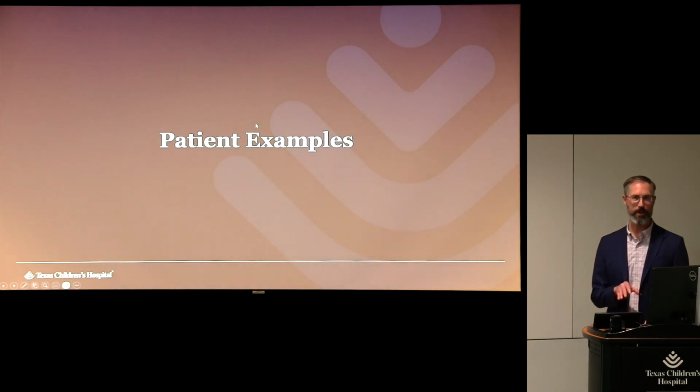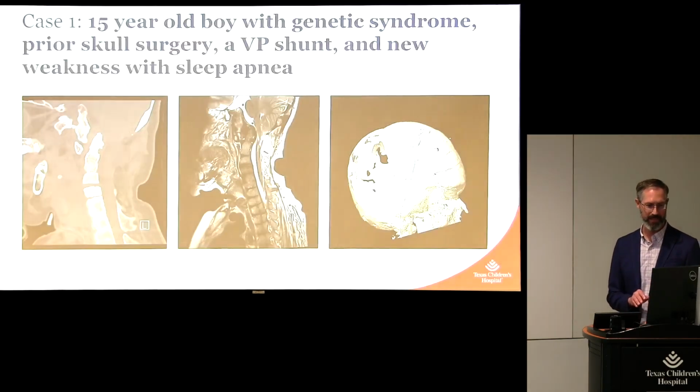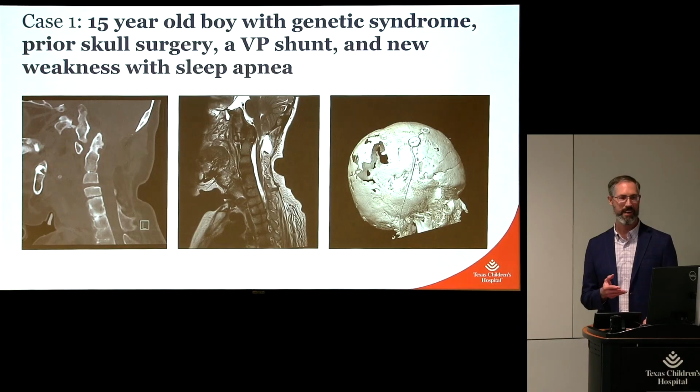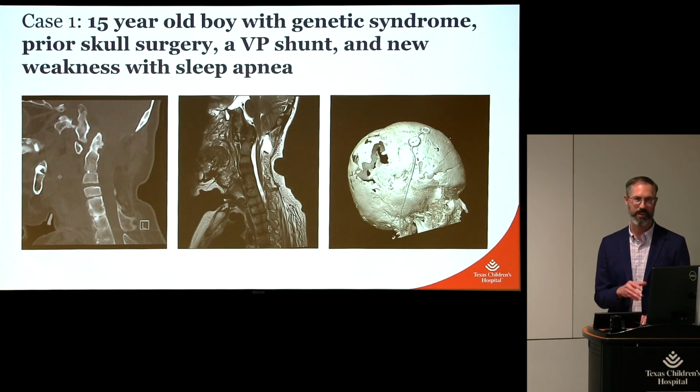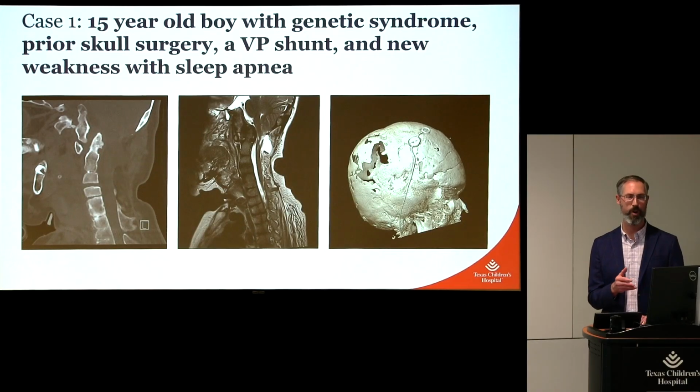So I'm going to go through a few patient examples. Hopefully that wasn't too technical, but I do think seeing what this hardware can do and what types of patients might benefit from spine fusion would be very helpful. And again, these are patients that all have problems in addition to the typical Chiari malformation.